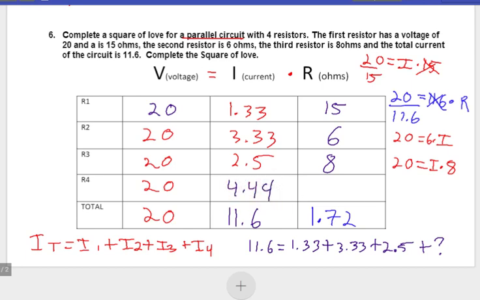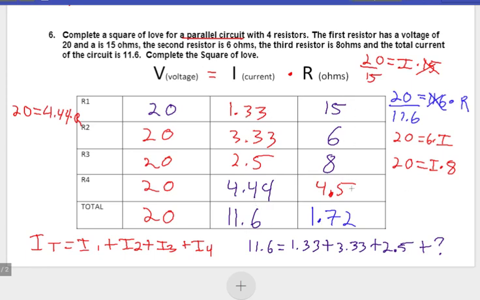Next, I solve for my last variable here, which is my fourth resistor. Voltage equals current times resistance, 4.44 times R, divide by 4.44, and I find out that my resistor should be 4.5. How do I know that my current's right here? Well, if I add all these up, it equals 11.6.